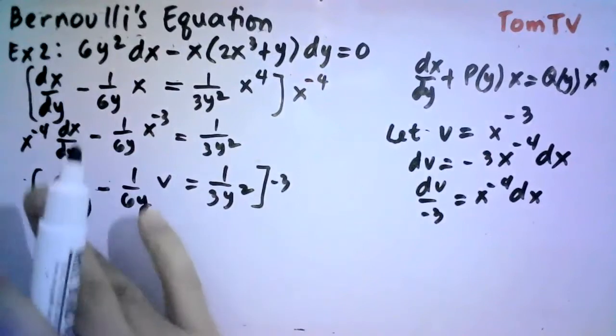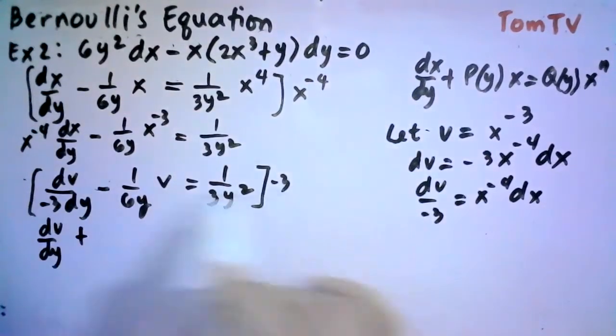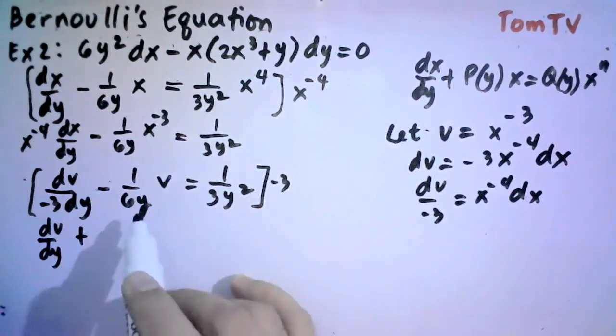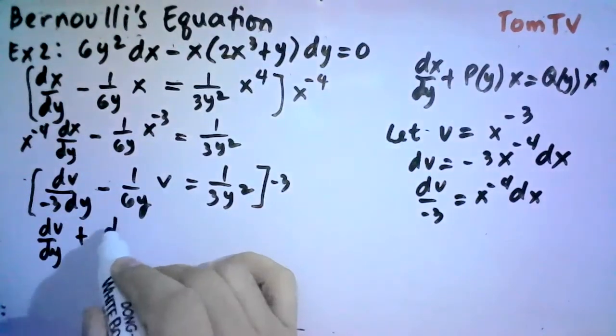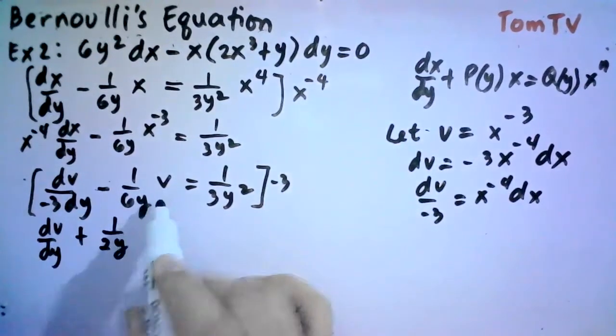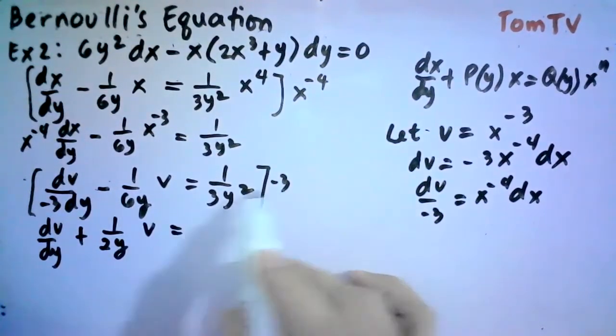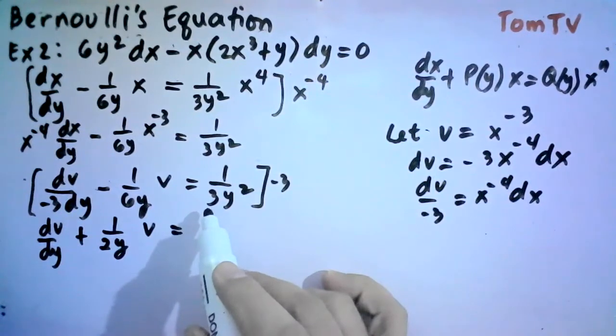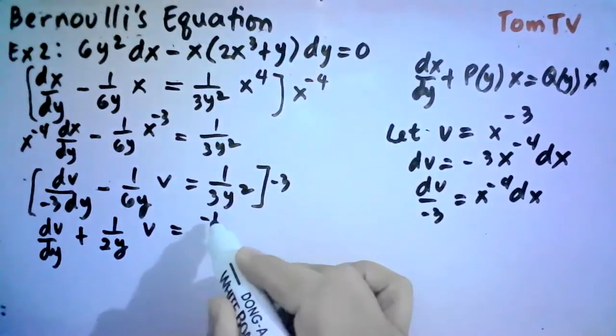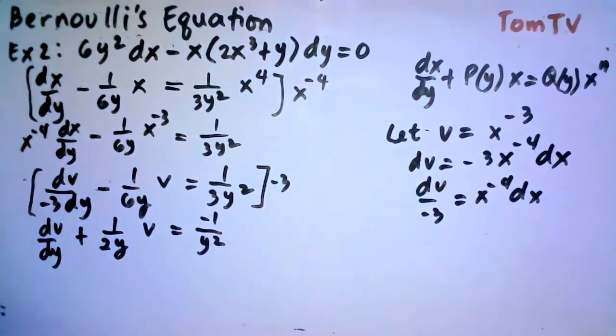So we will make this one positive: plus 3 over 6, that is 1/2, over 1 over 2y. This is negative, negative, that becomes positive, and then we have here v, which is equivalent to negative 3 times 1/3, that becomes negative 1 over y squared. Now, after this, we have dv over dy plus 1 over 2y v equals negative 1 over y squared.